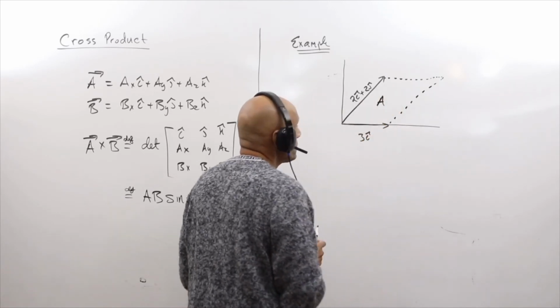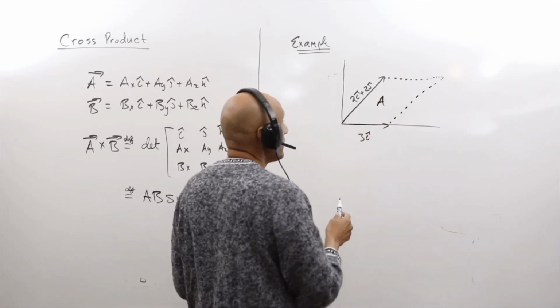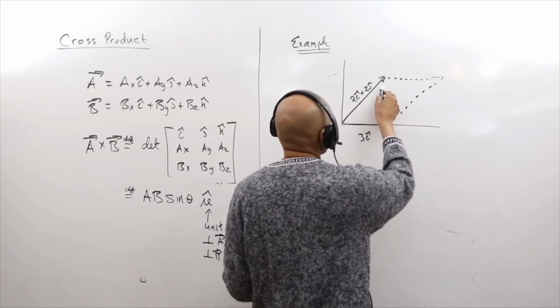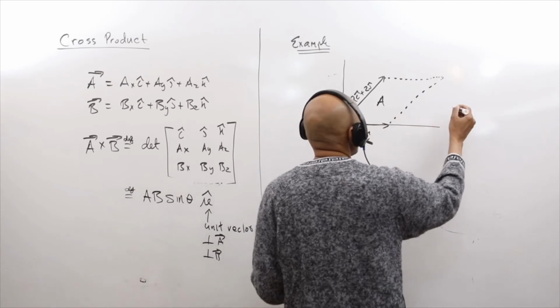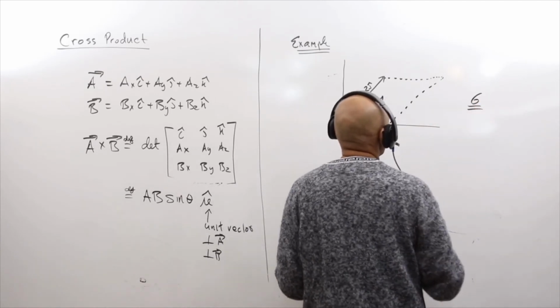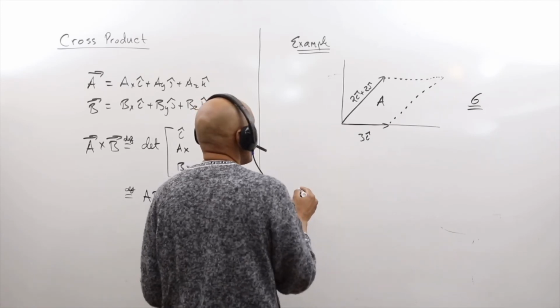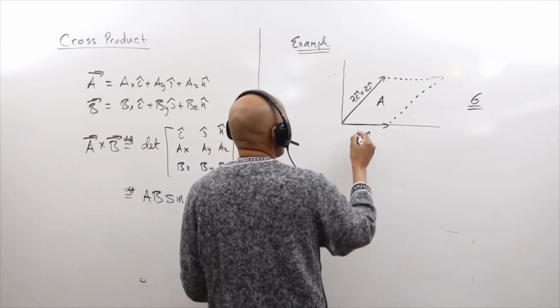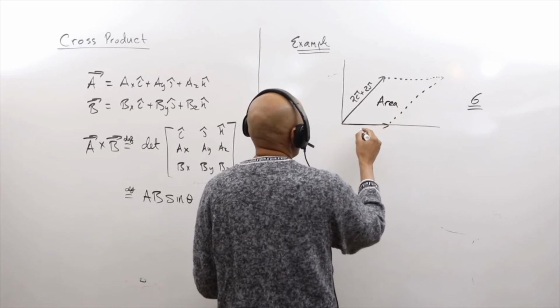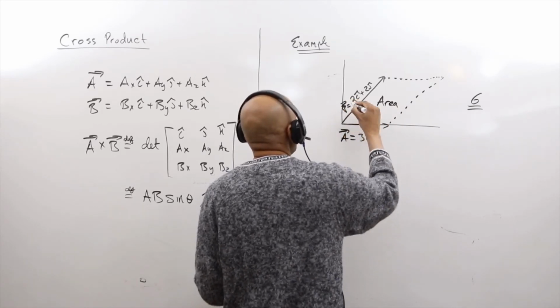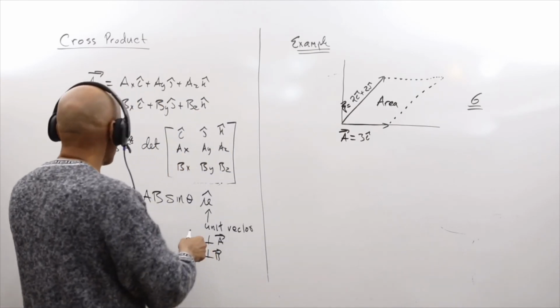We can actually do it a couple of ways. We already know what the area is going to be. We know the area is going to be the base times the height. The height is given by 2, so we're expecting an answer of 6 units for the area. So how can I do this in terms of the cross product? Let's call the first vector A and the second vector B, and we can use the definition AB sine theta.